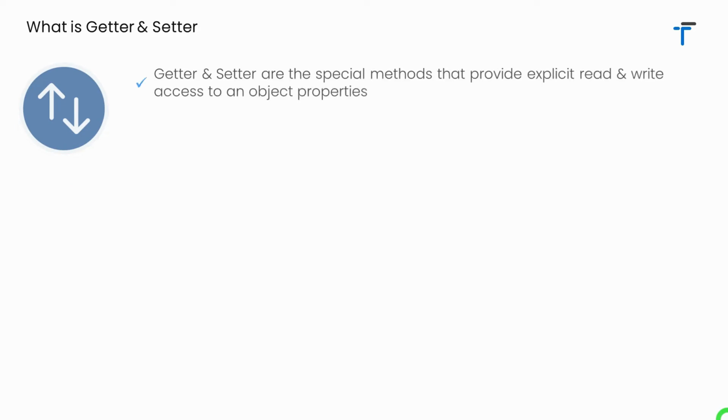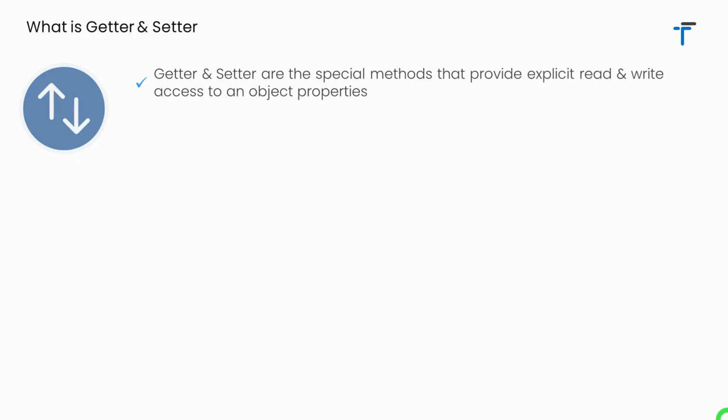Let's understand what a getter and a setter is. Basically, getter and setter are special methods that provide explicit read and write access to object properties. It means using a getter, it's possible for you to read the value of a particular field, and using a setter to write the value or change the value of a particular field. Now you might say that whenever we create a class, we have fields, and if we have a public field, we can directly change or directly access the value of that particular field.